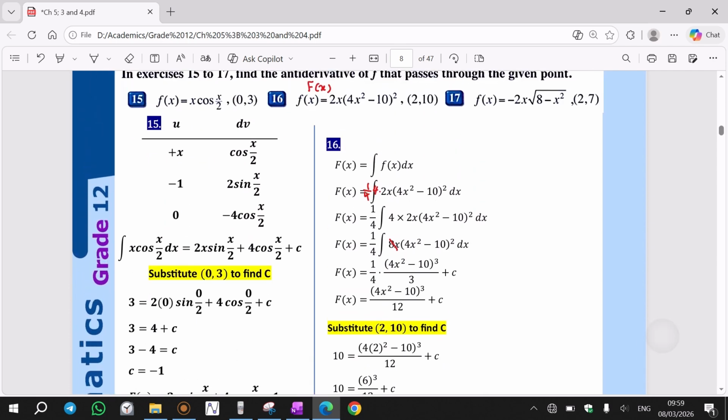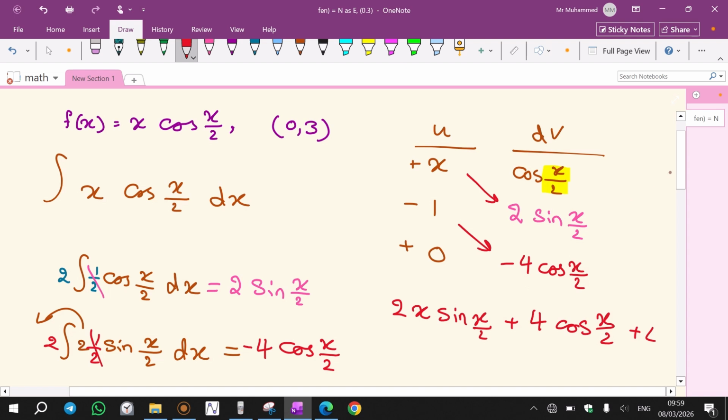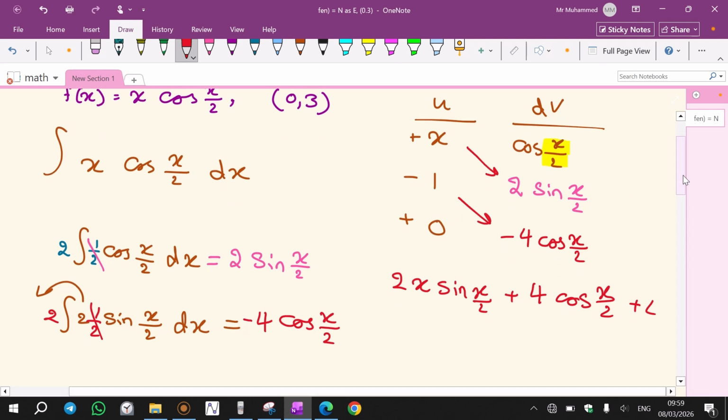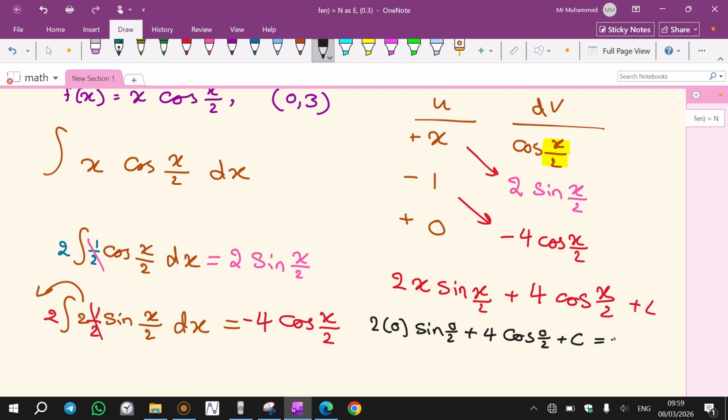And finally, whenever you see a point given, we use this point to find the value of c. And let's complete what we have started already here. The point, I'm going to put 0 in place of x and set the result equal to 3. Find c. This will be 2 times 0 sine 0 over 2 plus 4 cosine 0 over 2 plus c equal to 3. This 3 is the result, and x is the input. In place of every x, I wrote 0.